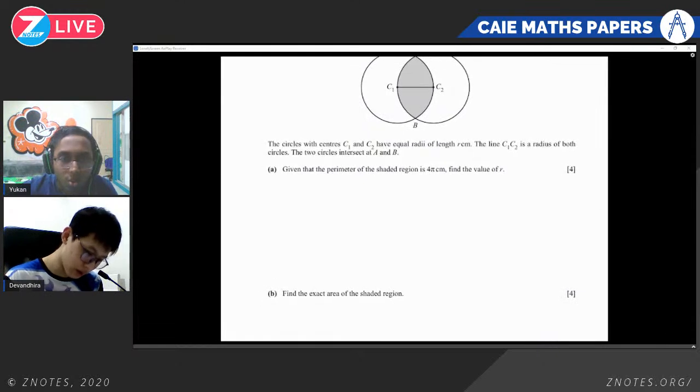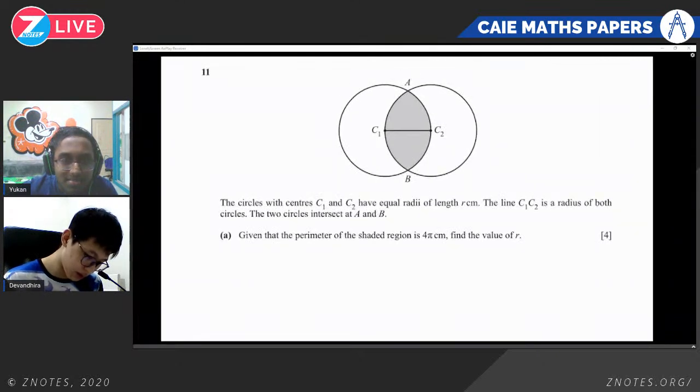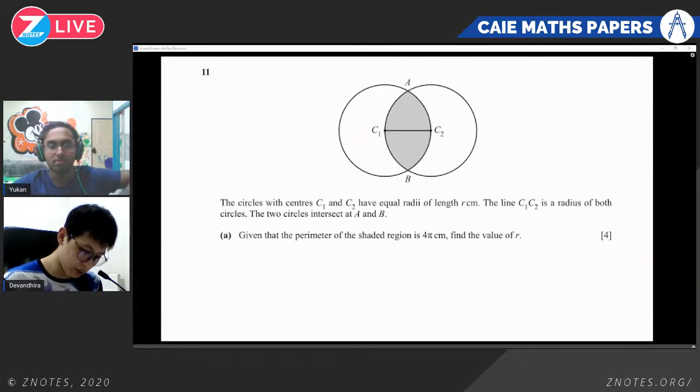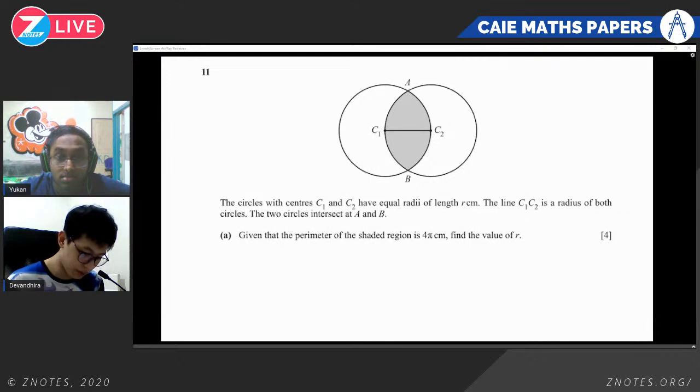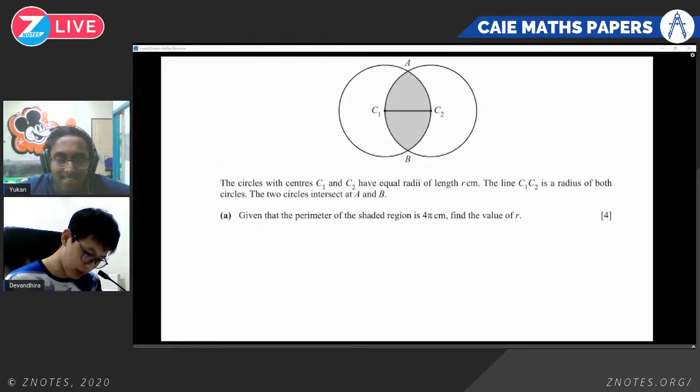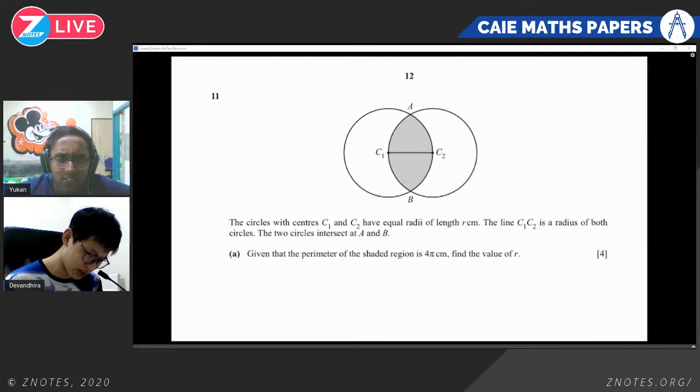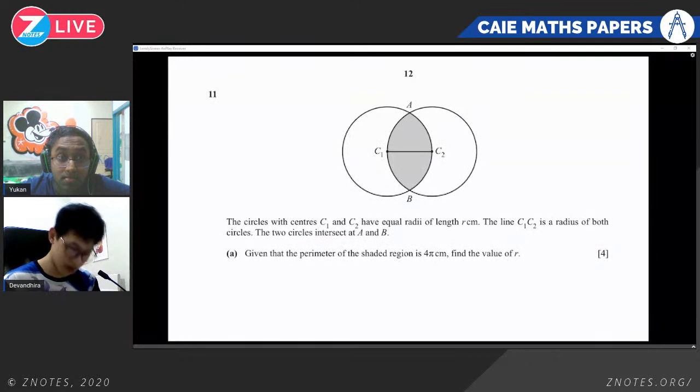The circles with centers C1 and C2 have equal radii of length r centimeters. The line C1C2 is a radius of both circles. The two circles intersect at A and B. Given that the perimeter of the shaded region is 4 pi, find the value of r.